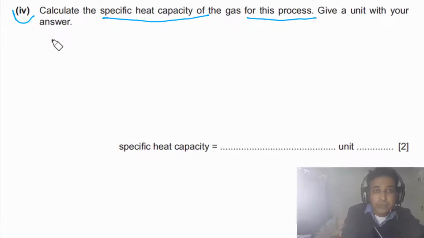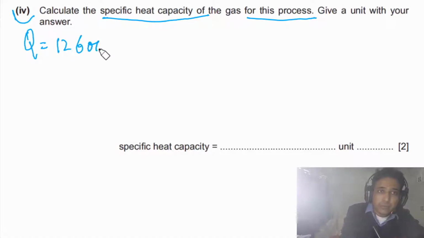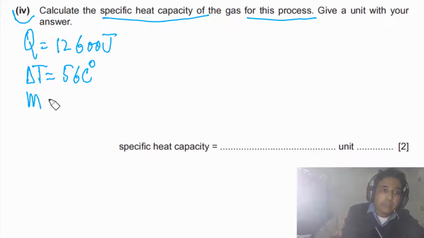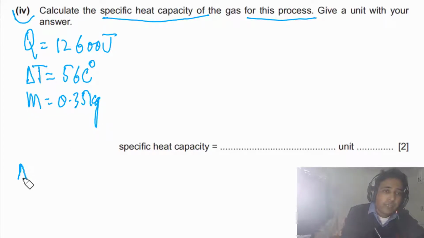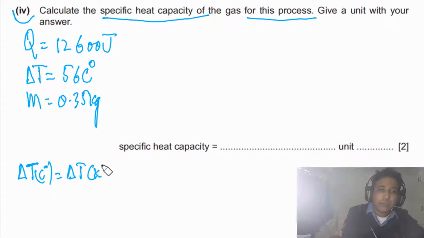Give a unit with your answer. The value of Q we have just calculated is equal to 12,600 joules, meaning the amount of thermal energy supplied. The rise in temperature, the change in temperature, is given to us and is equal to 56 degrees Celsius, and the mass of the gas is equal to 0.35 kg. Now we need to calculate the value of C, the specific heat capacity. Before we do, one very important point you need to understand is that a change in temperature in degrees Celsius is equal to a change in temperature in Kelvin.